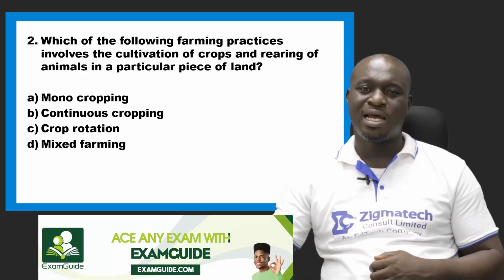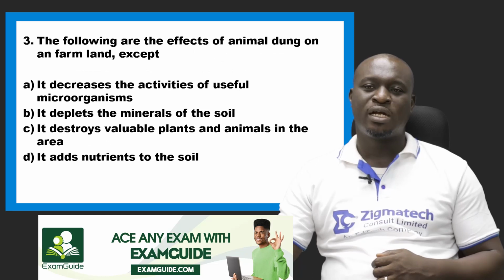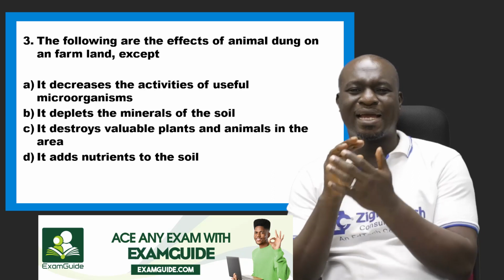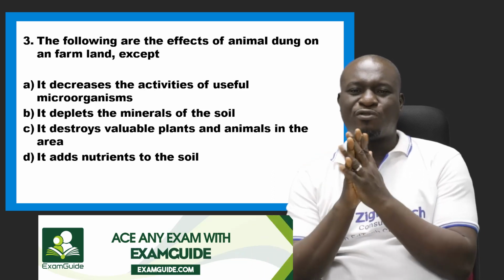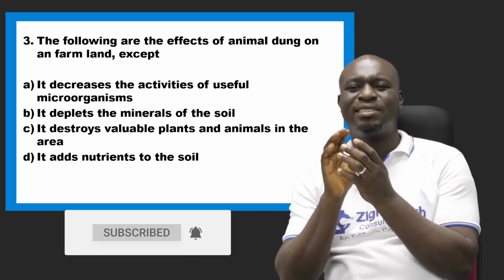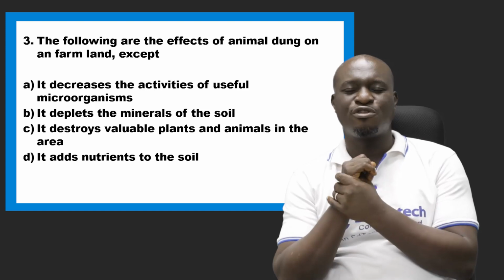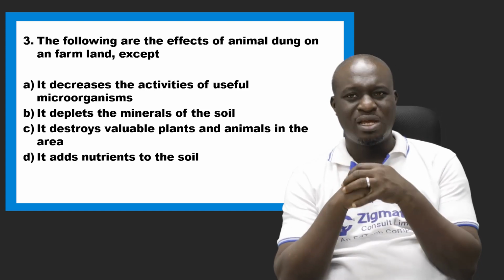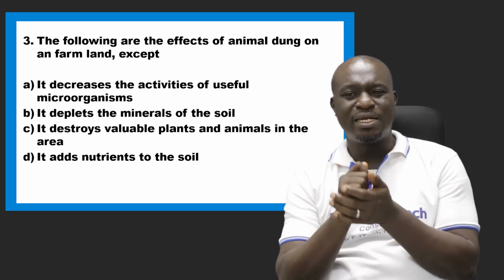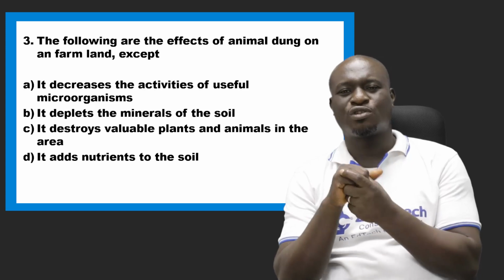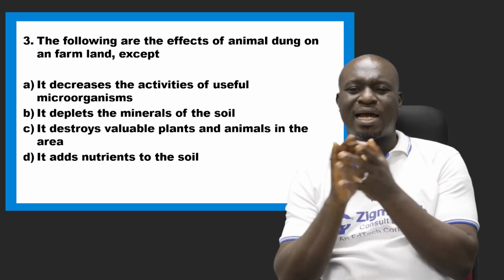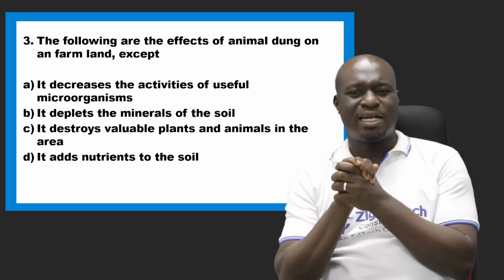And then finally, question 3. The following are effects of animal dung on farmland except. A says it decreases the activities of useful microorganisms. That's not true. It rather increases it. Option B said it depletes the minerals of the soil. Also, that is not true. Option C said it destroys valuable plants and animals in the area, and that's also not true.